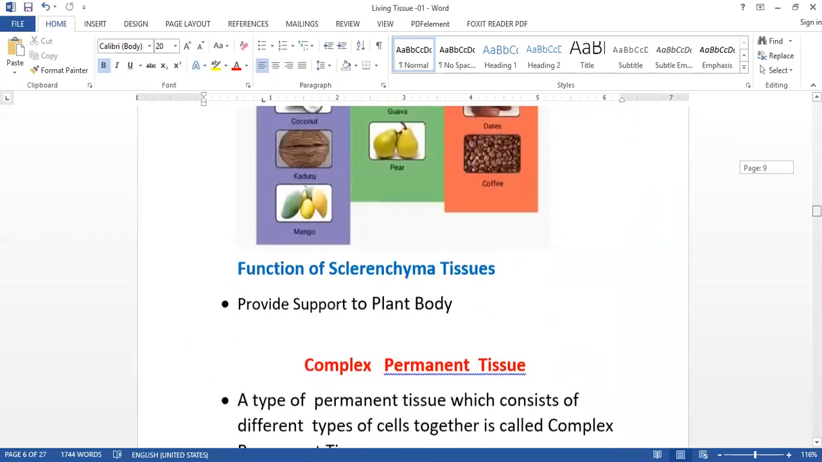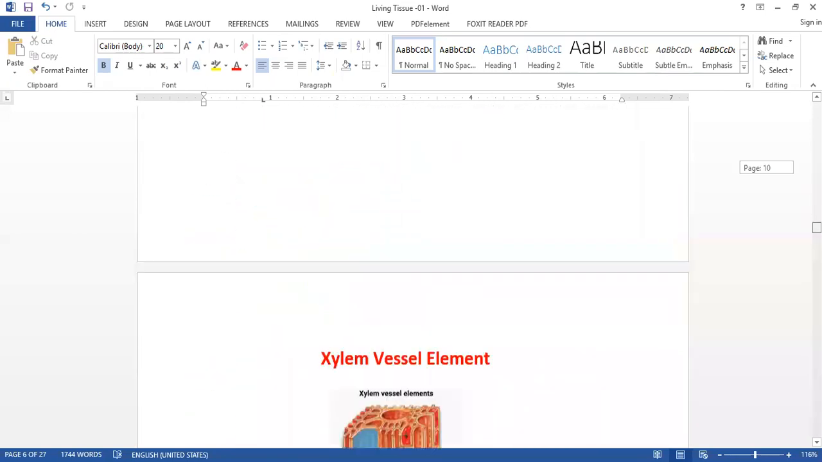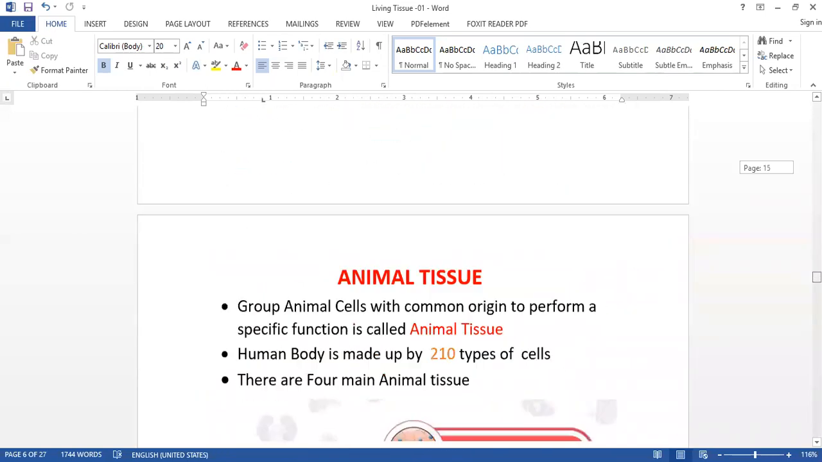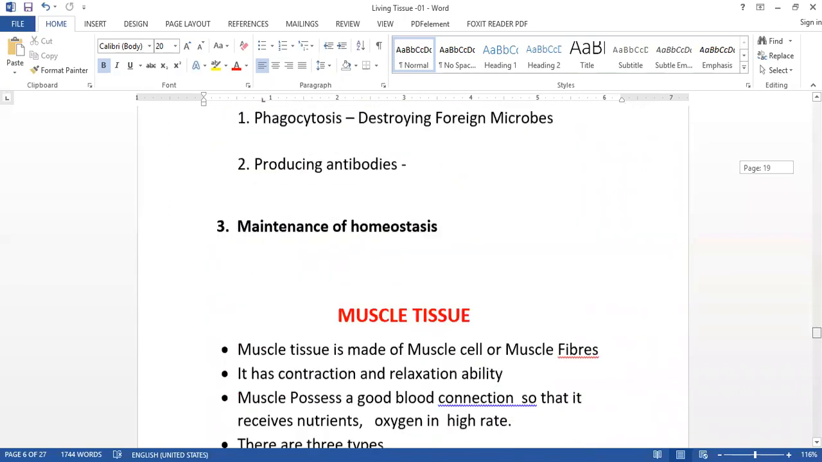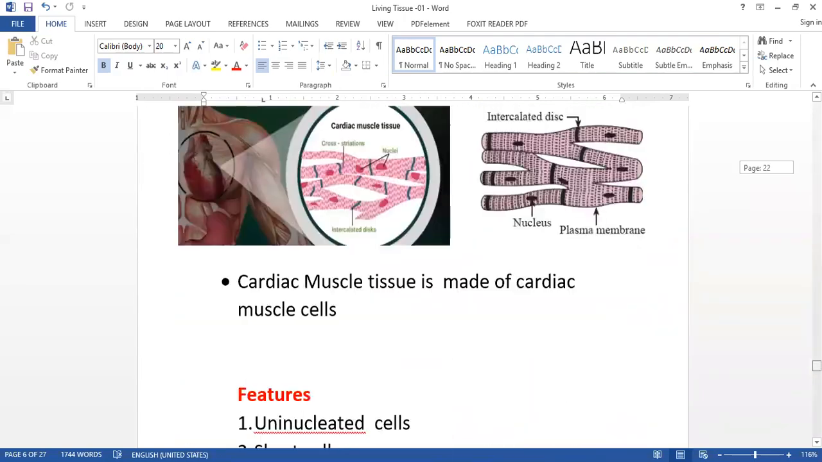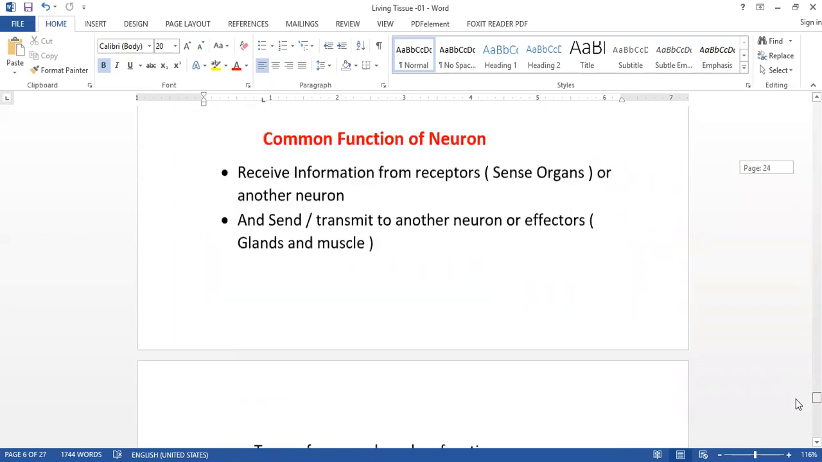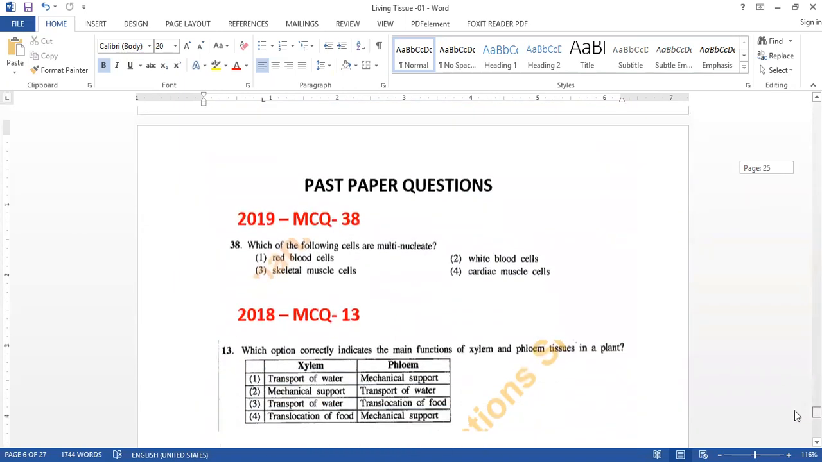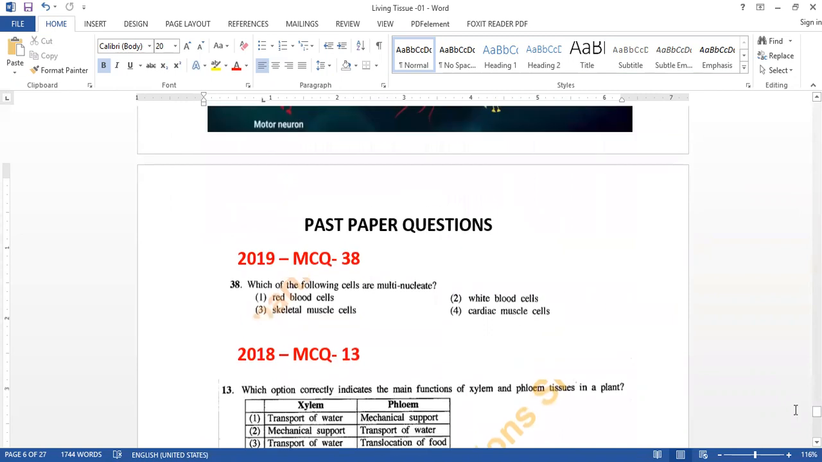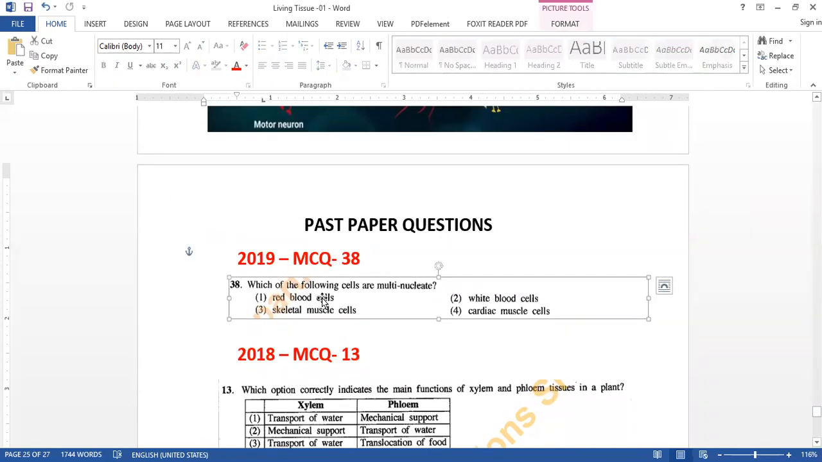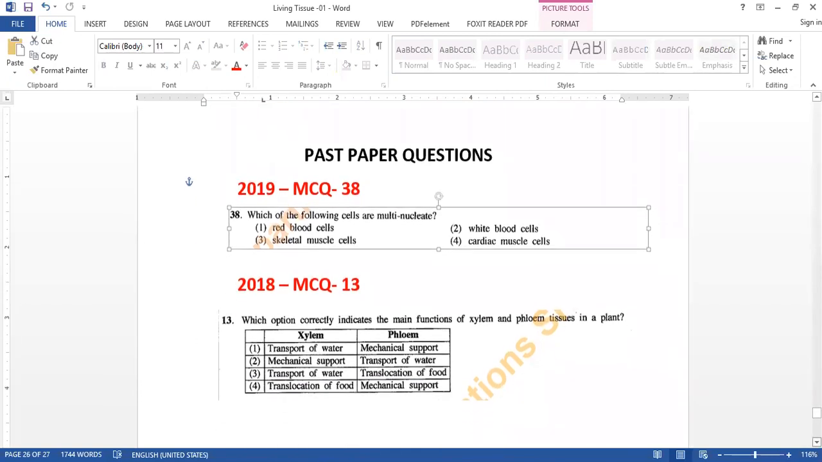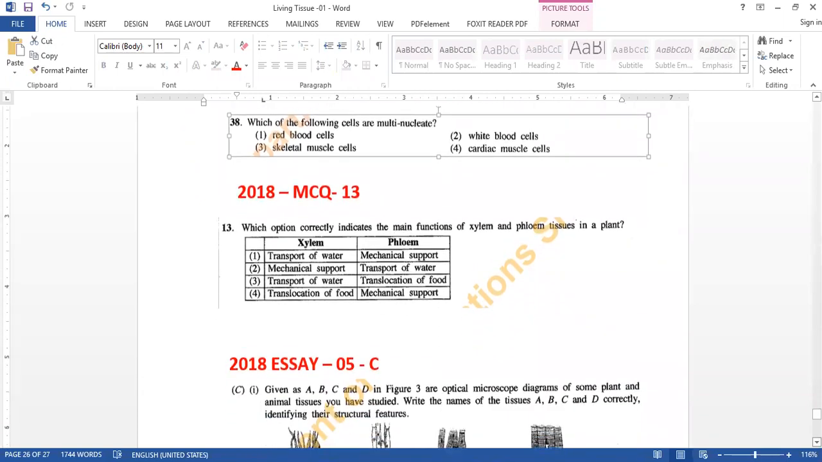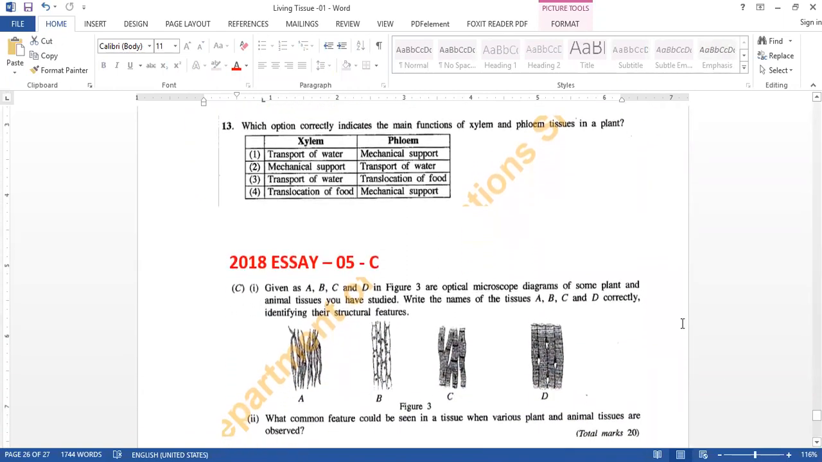So I have collected the new syllabus theory questions, which are from 2015 to 2019. I have collected every question. There are a few questions you can see here which are related to these chapters. This is the 2019 MCQ 38 question, this is the 2018 MCQ 13 question, and this is 2018 SC 5th and the C part.